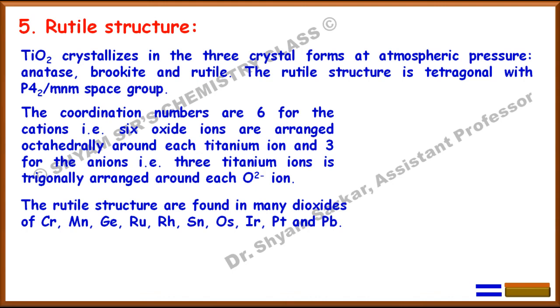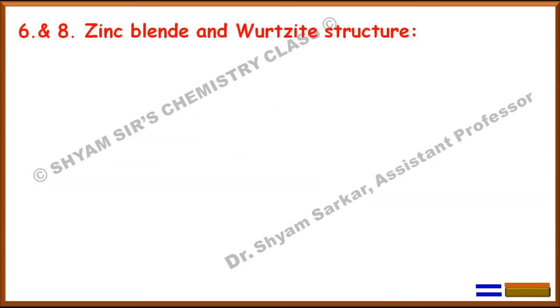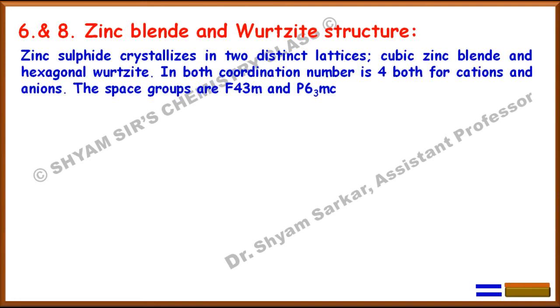Okay. So next I have discussed here zinc blende and wurtzite structure. In both cases the representative compound is ZnS, but you should not get confused between these two structures, because one is cubic structure and another one is hexagonal structure. So zinc sulfide crystallizes in two distinct lattices, cubic zinc blende and hexagonal wurtzite structure.